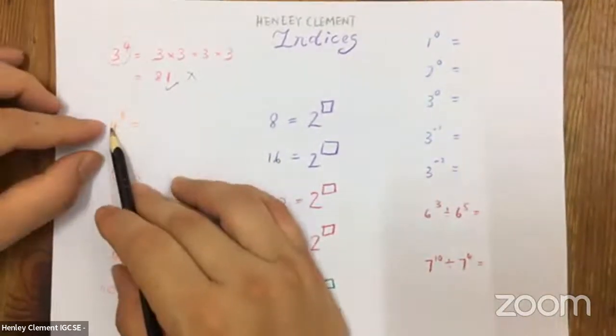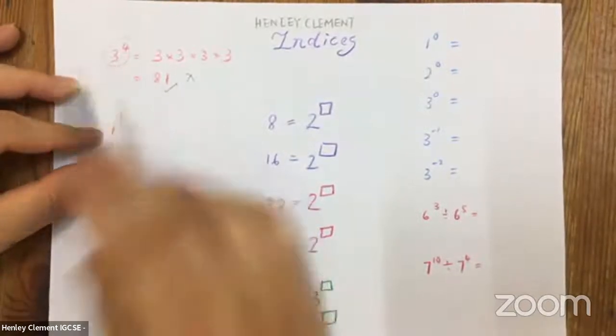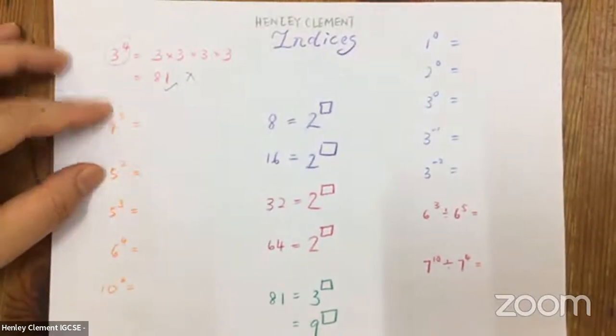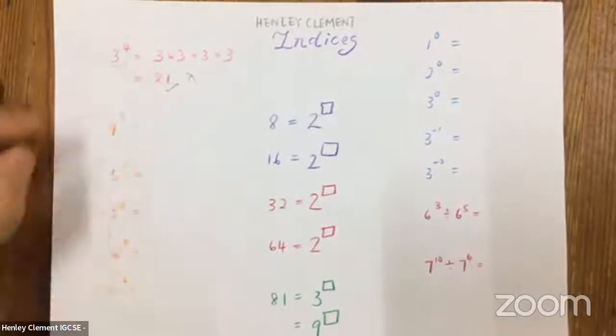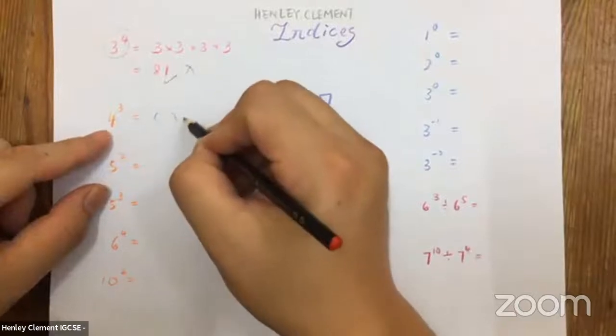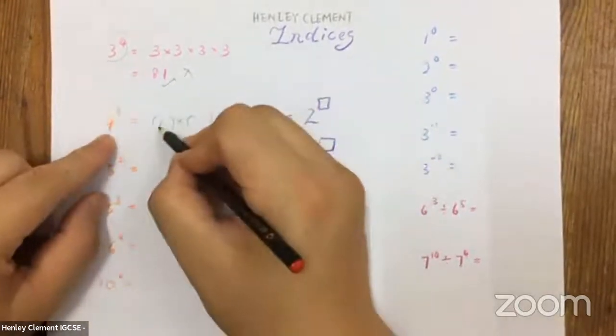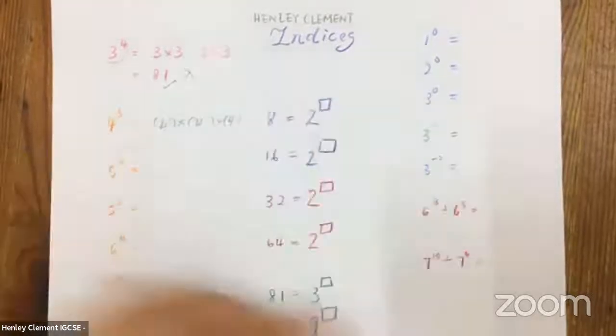So 3 to the power of 4 and 4 to the power of 3 are different. This one you have 4 pieces of 3, while this one you have 3 pieces of 4. So I have 3 times 3 times 3 times 3, and then the answer here is 4 times 4 times 4.